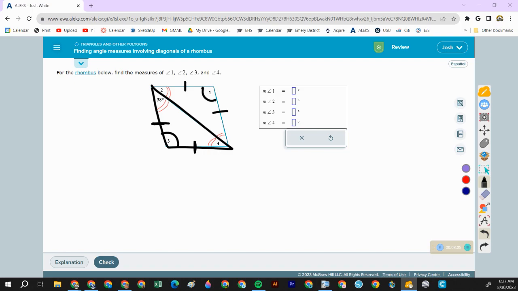So if this is 38, how do I find angle 3? Add the 38s together, we get 76, and then 180 minus 76 is 104. So angle 3 would be 104. What about angle 1? It's also 104. Yep.